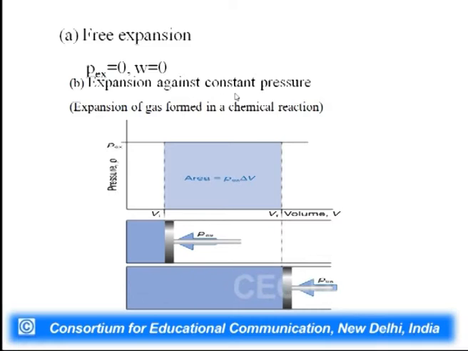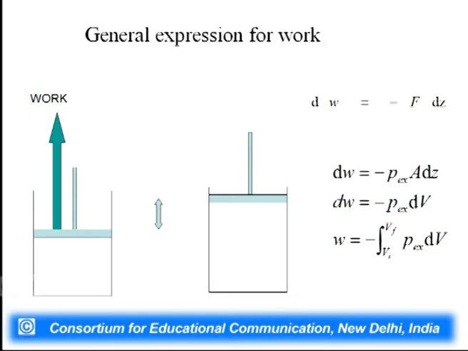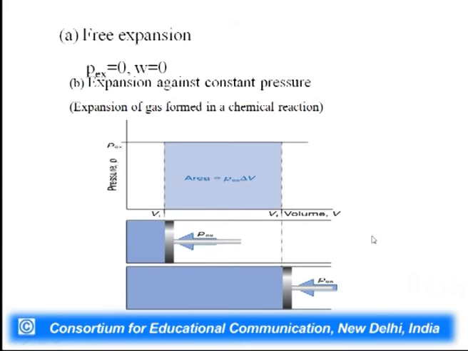Now, expansion against constant pressure. Again, P external is equal to constant, and since P external is constant, you can take it out. So you simply have W is equal to minus P external integration of dV from Vi to Vf, and that gives W equal to minus P external into delta V.